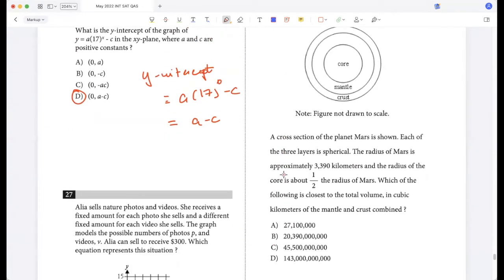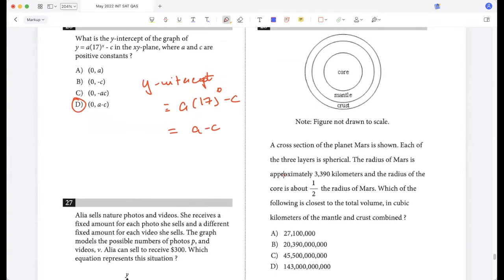Okay, the cross-section of the planet Mars is shown. Each of the 3 layers is spherical. The radius of Mars is approximately 3390 kilometers, and the radius of the core is about half the radius of Mars. Which of the following is closest to the volume of the mantle and the crust combined?